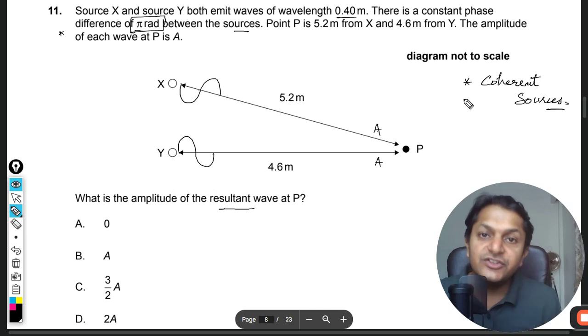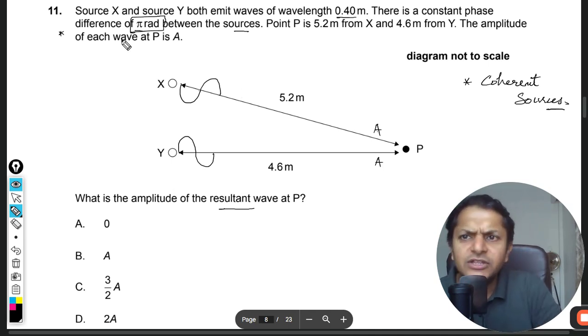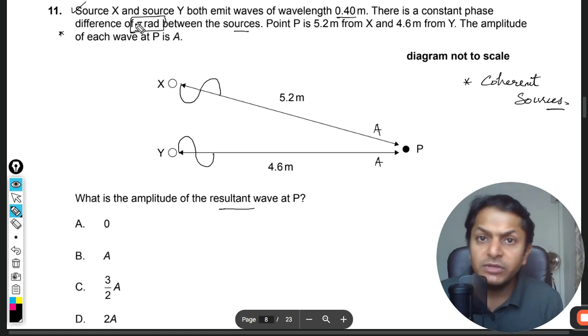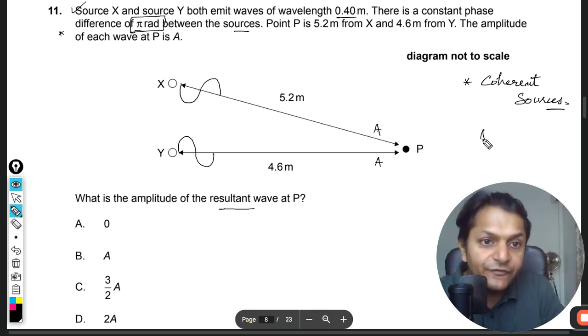The first condition is that the two waves which are interfering should have the same frequency, same wavelength. That condition is satisfied here because the sources X and Y are both emitting waves with 0.4 meter wavelength. But there is another condition on the phase difference. The phase difference should be constant.